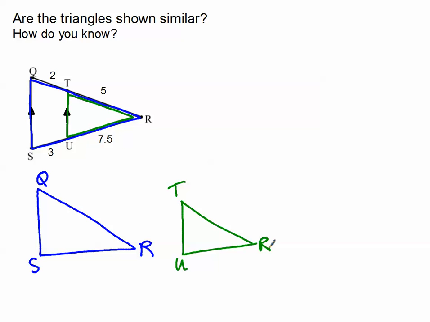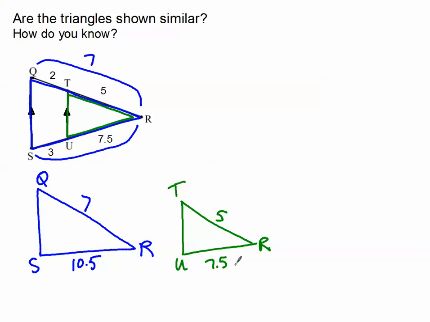Well, what do we know also from the picture? This length from Q all the way to R is 2 and 5 put together, so that's 7. This length in the picture from S all the way to R is 3 and 7.5, so that's 10.5. And in the little green triangle, TR is 5 and UR is 7.5.